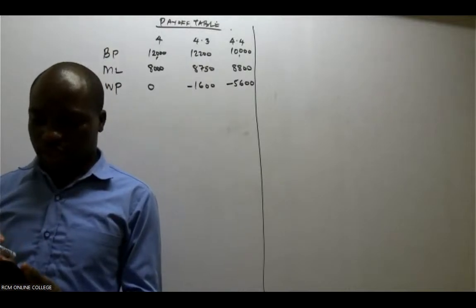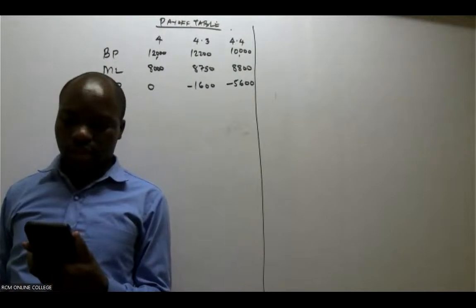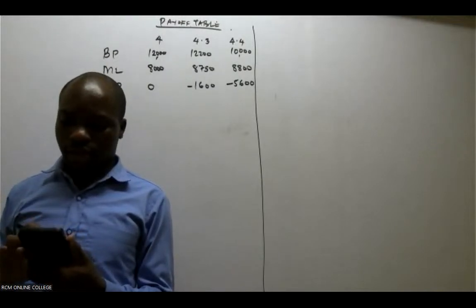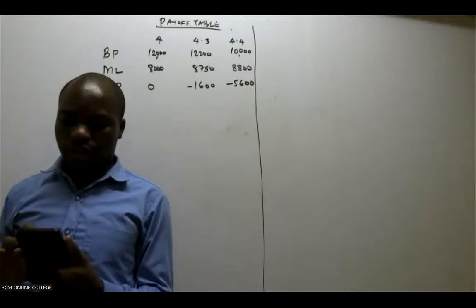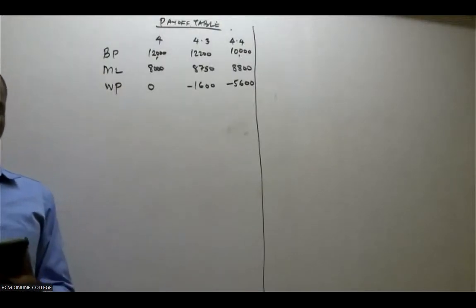So let me read the question and then see. Assume that ABC is trying to set the selling price for one of its products, and therefore, under consideration, these are 4, 4.3, and then 4.4. The following information is also provided. So we have all of them mentioned there.